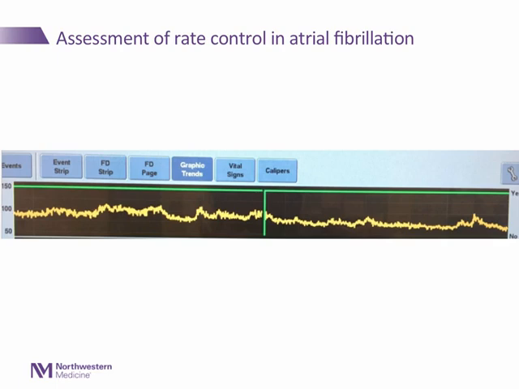Here is another example of a patient with chronic persistent atrial fibrillation, noting again a thickened heart rate trend line. In this case, viewing the 24-hour graphical trend gives the provider an assessment of the heart rate response and can allow for titration of medications to attain a certain heart rate.